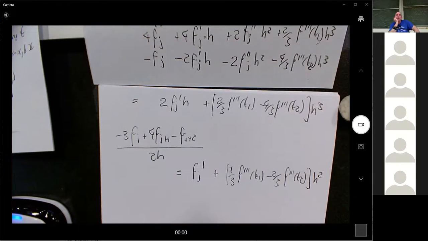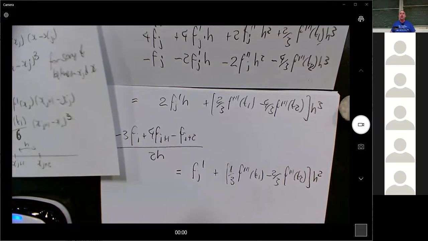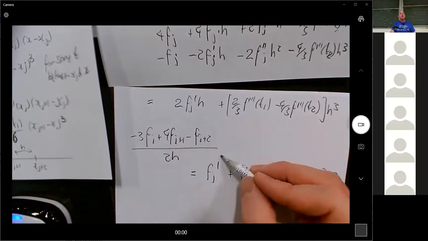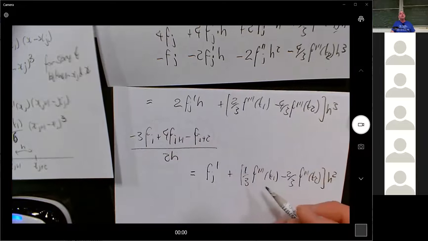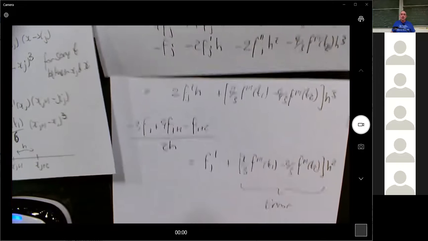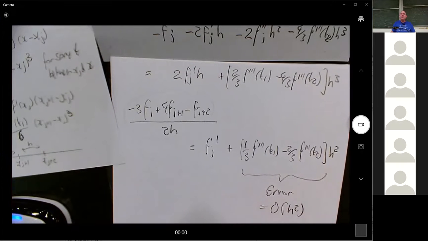And there you go. This thing works out to be the derivative I want and something of the size h squared. The multiple of h squared. And so that's the error. So this is the approximation, this is the real thing that I want, and this is the error. And so that error is big O of h squared because it's a multiple of h squared. Yay.